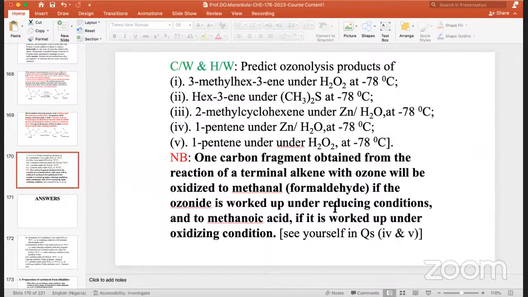If the ozonide is now worked up under reducing conditions, you will have methanal, the simplest aldehyde. But if it is worked up under oxidizing conditions, then that methanal will be further oxidized to methanoic acid. So there is no confusion at all about it.